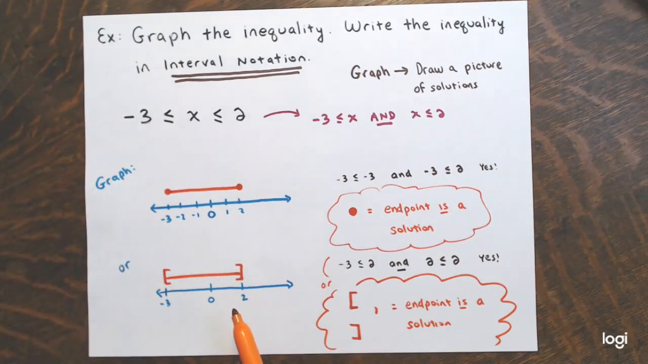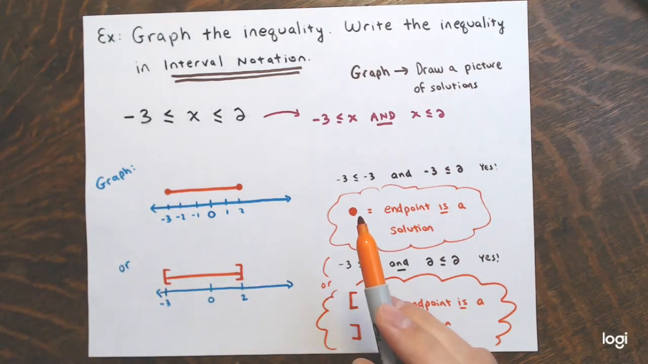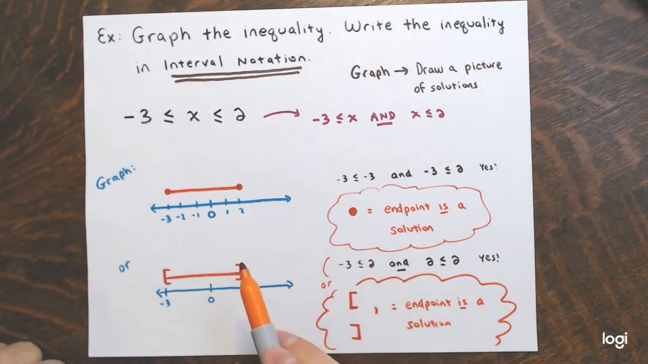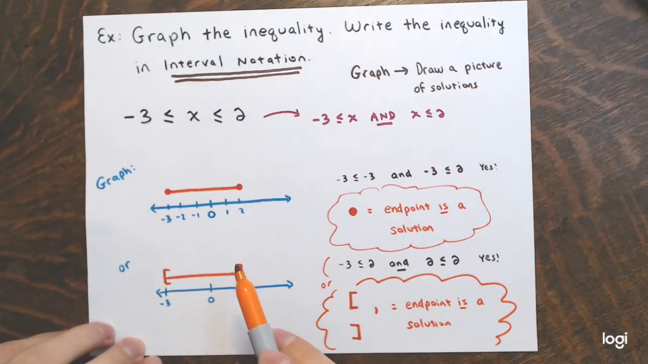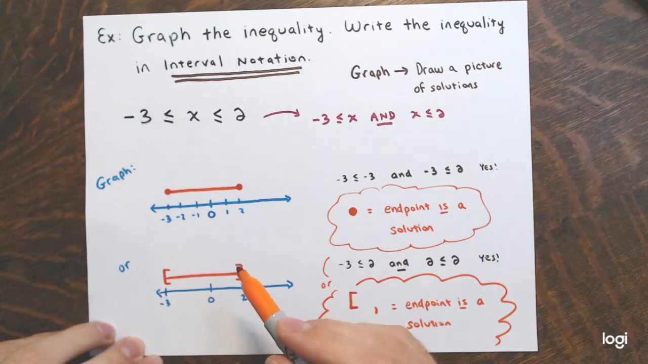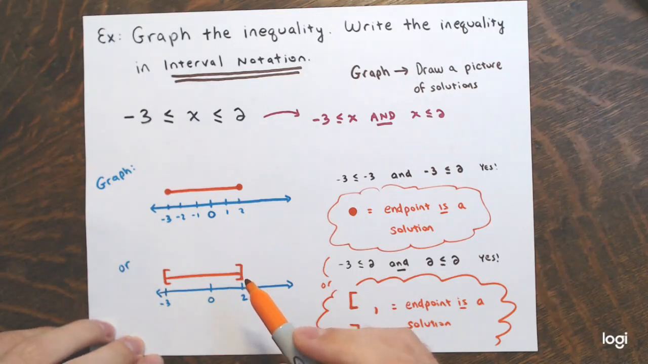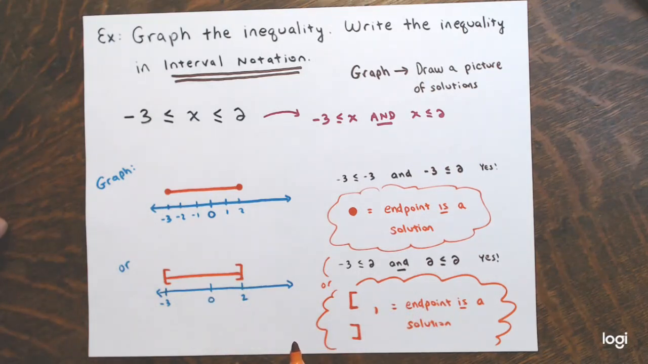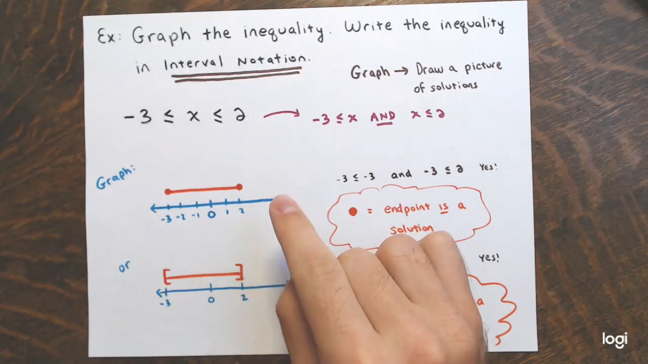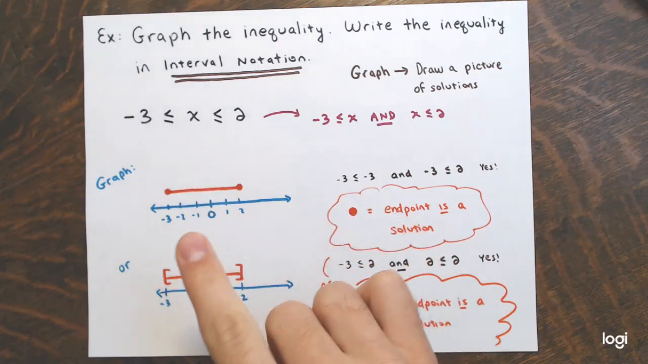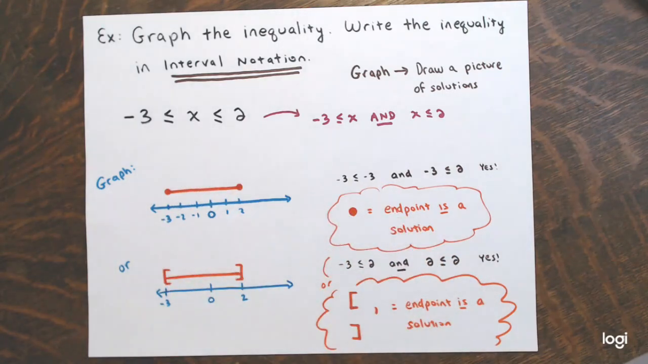I personally prefer just doing a solid point. It's a little less writing, and I have found that when you teach it with the brackets, people tend to rush them. They draw them too quickly and make them too rounded, and then it gives it a totally different meaning, as you'll see in the next example. But for right now, here's the graph of this inequality, a picture of all the solutions.